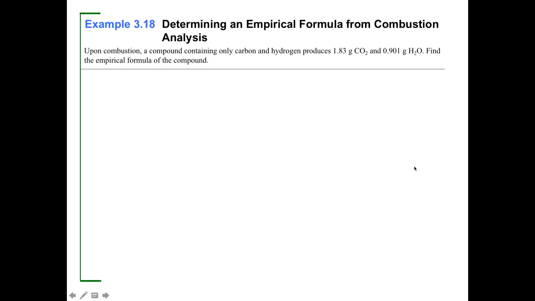Okay, so let's see how this is going to present on a quiz or exam. Upon combustion, some compound containing only carbon and hydrogen, so you've got CnHm, right? We're combusting it, so we're combining it with oxygen, produces carbon dioxide plus water. And we're given these masses, as always. This is a very familiar form to us.